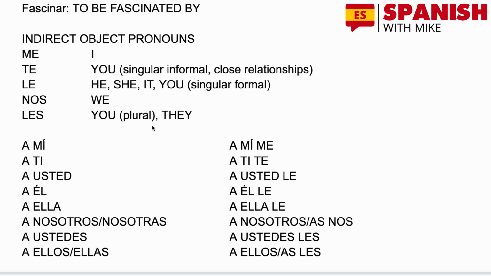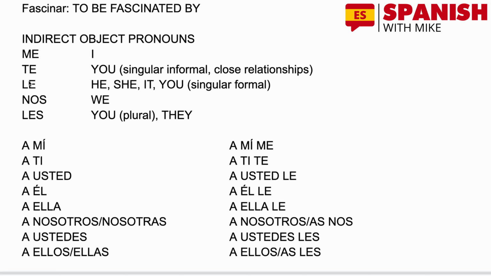And let's remember about this. The indirect object pronoun for the verb fascinar has to be fascinated by. So for I, we are going to use me. For you as tú, singular and formal close relationships, we are going to use te. For he, she, it, or you as usted, we're going to use le. For we, we're going to use nos. And for you as ustedes, or they, we're going to use les.